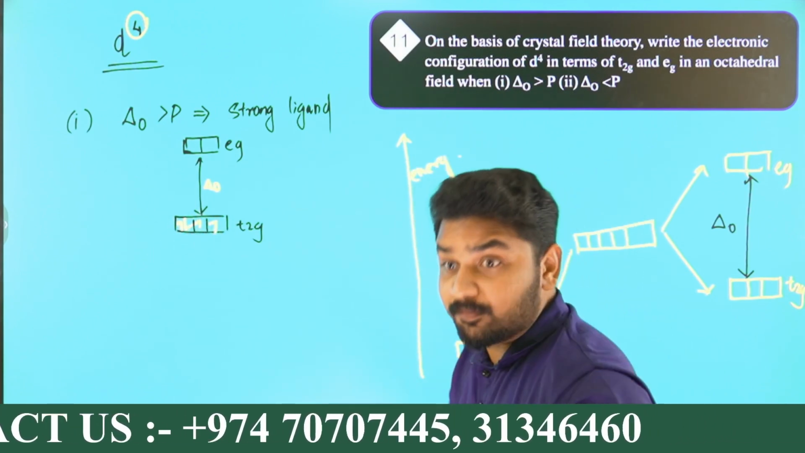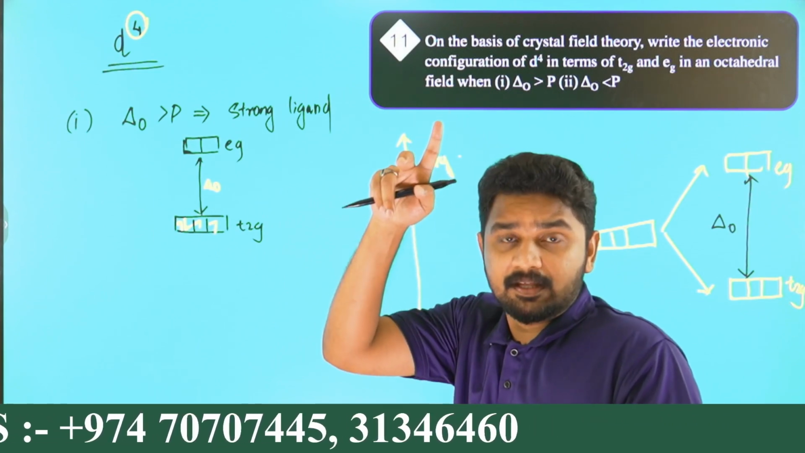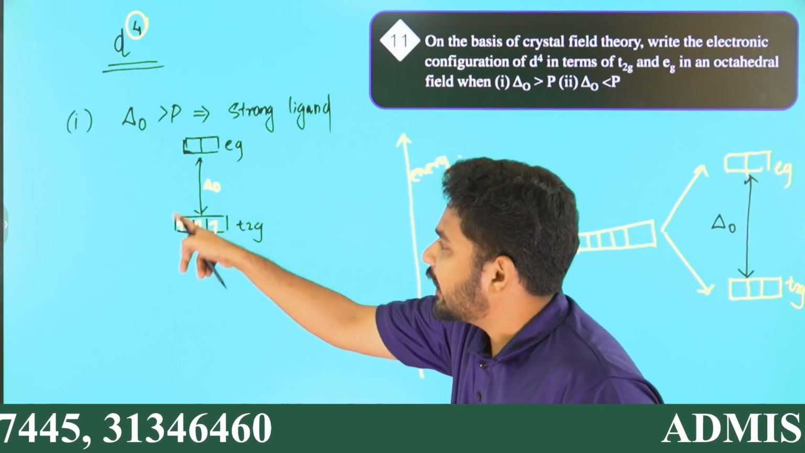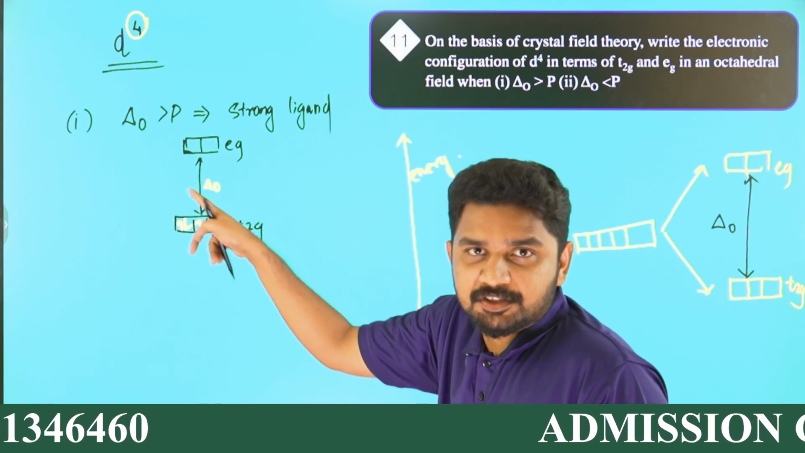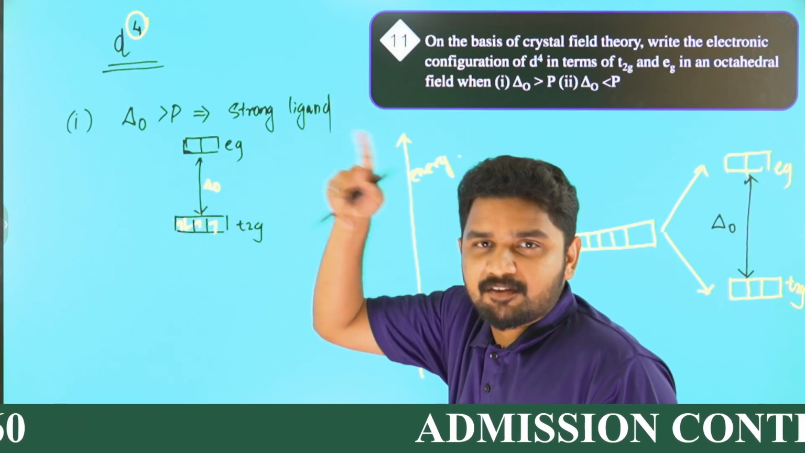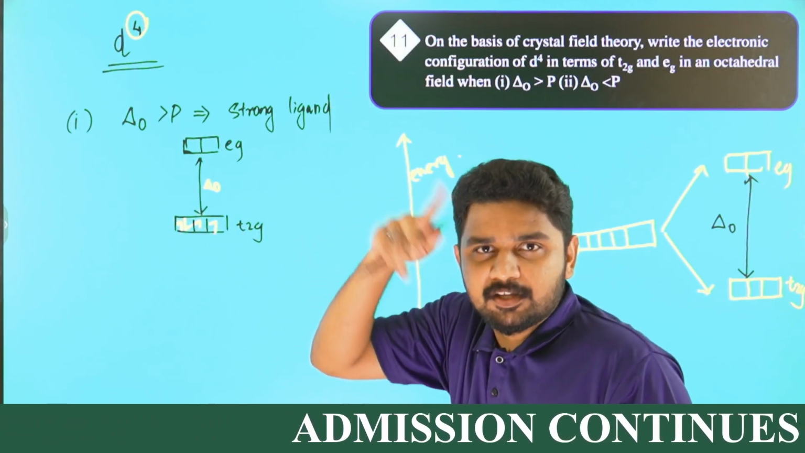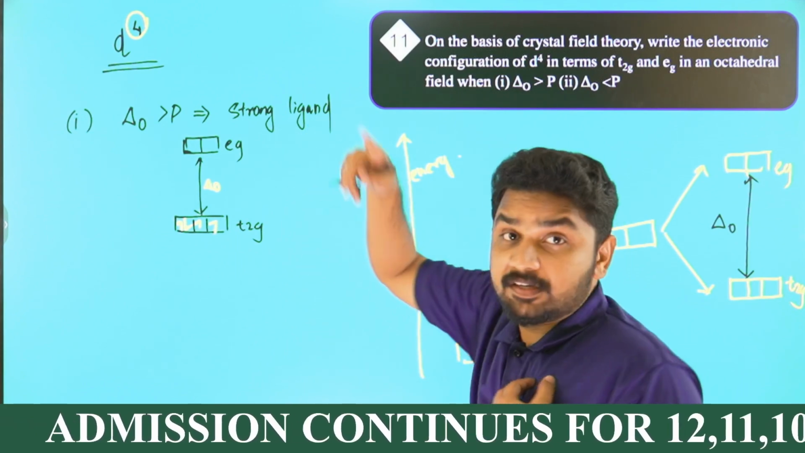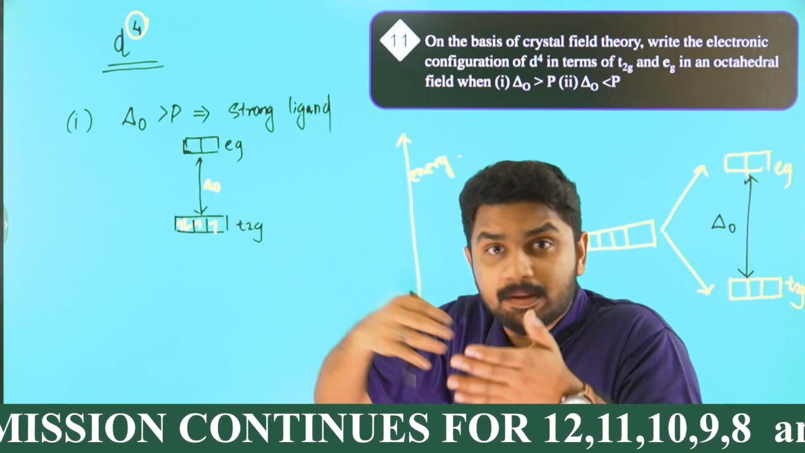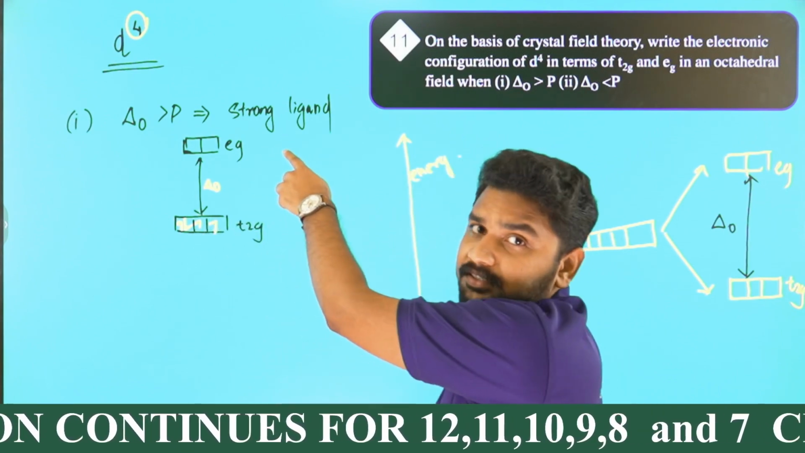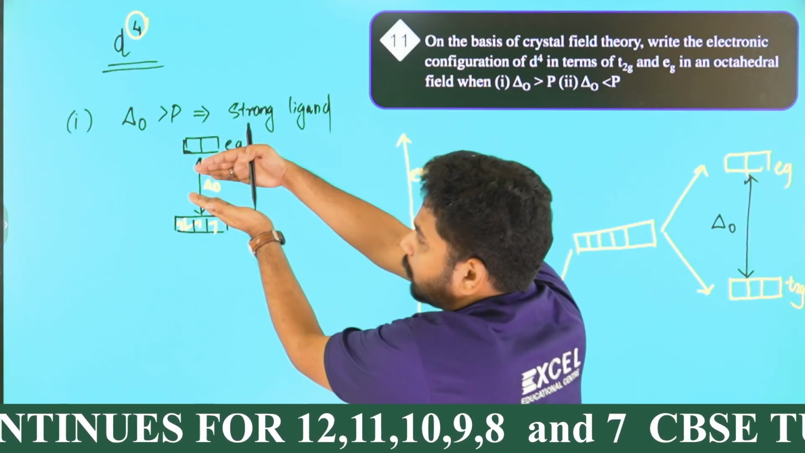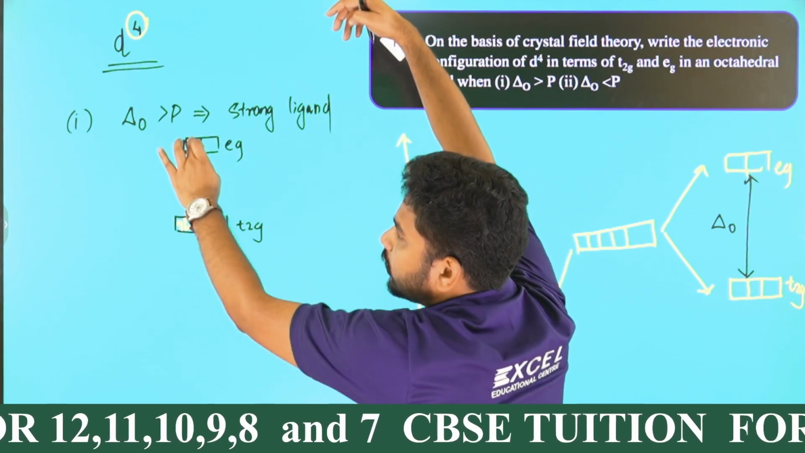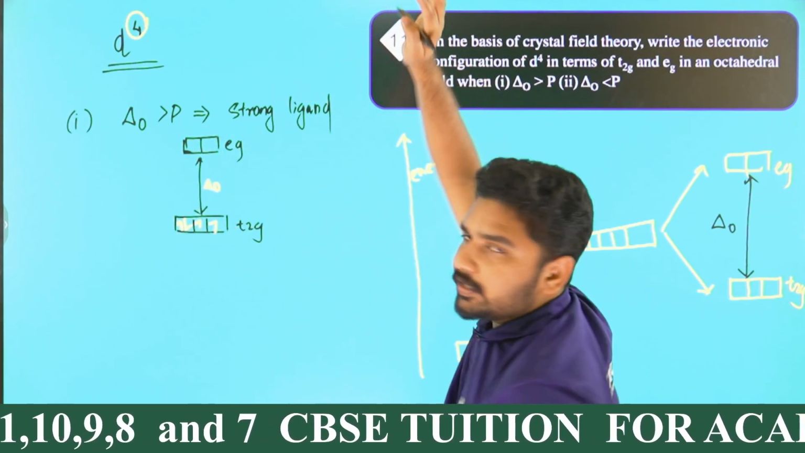Understood? That's why we said in VBT, when we were finding hybridization and the magnetic property, that if it is a strong ligand, pairing will take place. Now you understood why, right? Because with a strong ligand, the splitting energy is more. The more the splitting energy, the 4th electron will not go to the eg. It will be paired in the t2g.